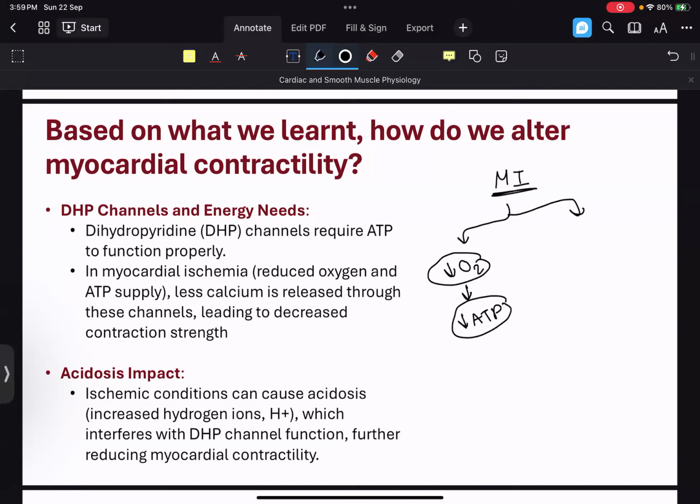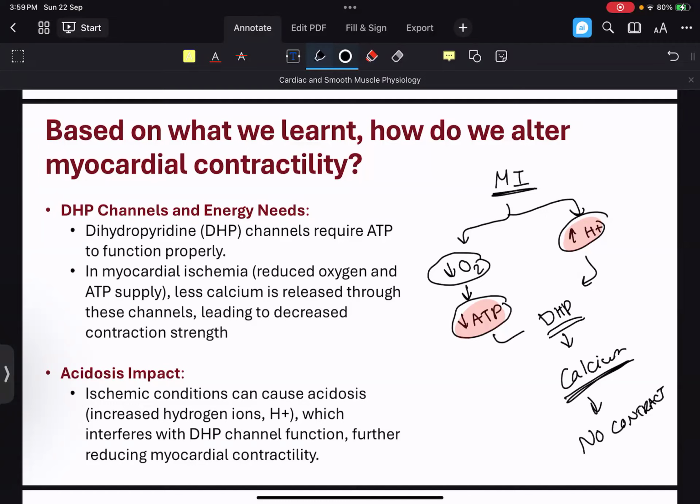And at the same time, you have an increase in hydrogen ions. Both the decreased ATP and the increase in hydrogen will affect the DHP. And if you affect the DHP, then that means calcium cannot enter the cell anymore. And if calcium cannot enter the cell anymore, then no contraction. So very simply, any part of the heart that undergoes an MI can no longer contract.